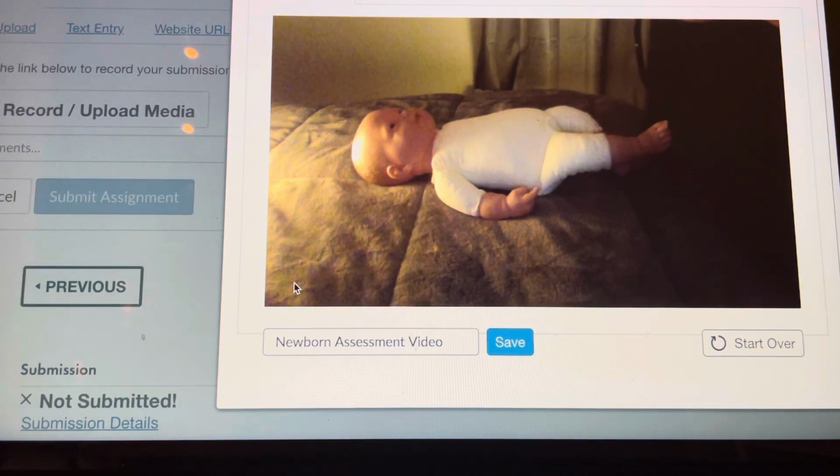Simultaneously, I'm also assessing the baby's neurologic status, so just seeing the activity of the baby, the tone of the baby, the reactions to the hands-on assessment. But we'll go into further detail in just a minute. So first I'll assess the heart rate.